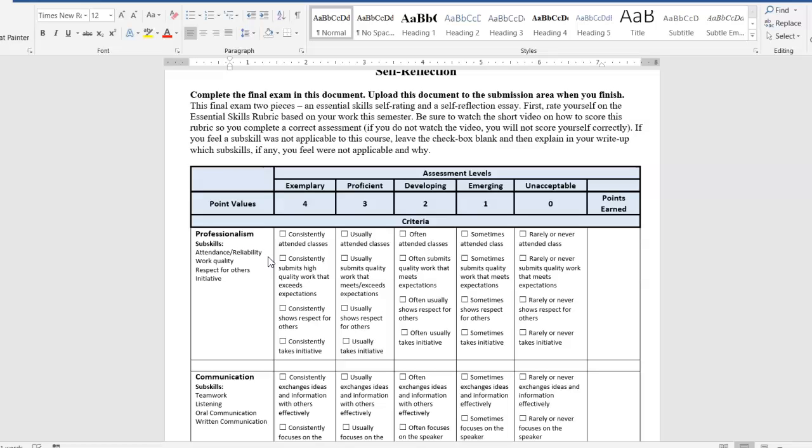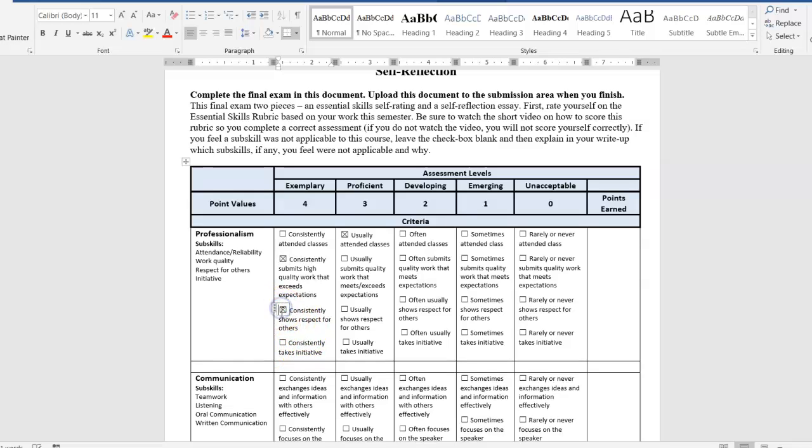So what you do is you read through and check the boxes that you think fit your essential skills based on your work and commitment to the class this semester. Let's go through and I'll do a mock setup of this for you. I'm going to say usually attended class, and I'm going to check that box. Consistently submitted high quality work. Consistently shows respect for others and consistently takes initiative.